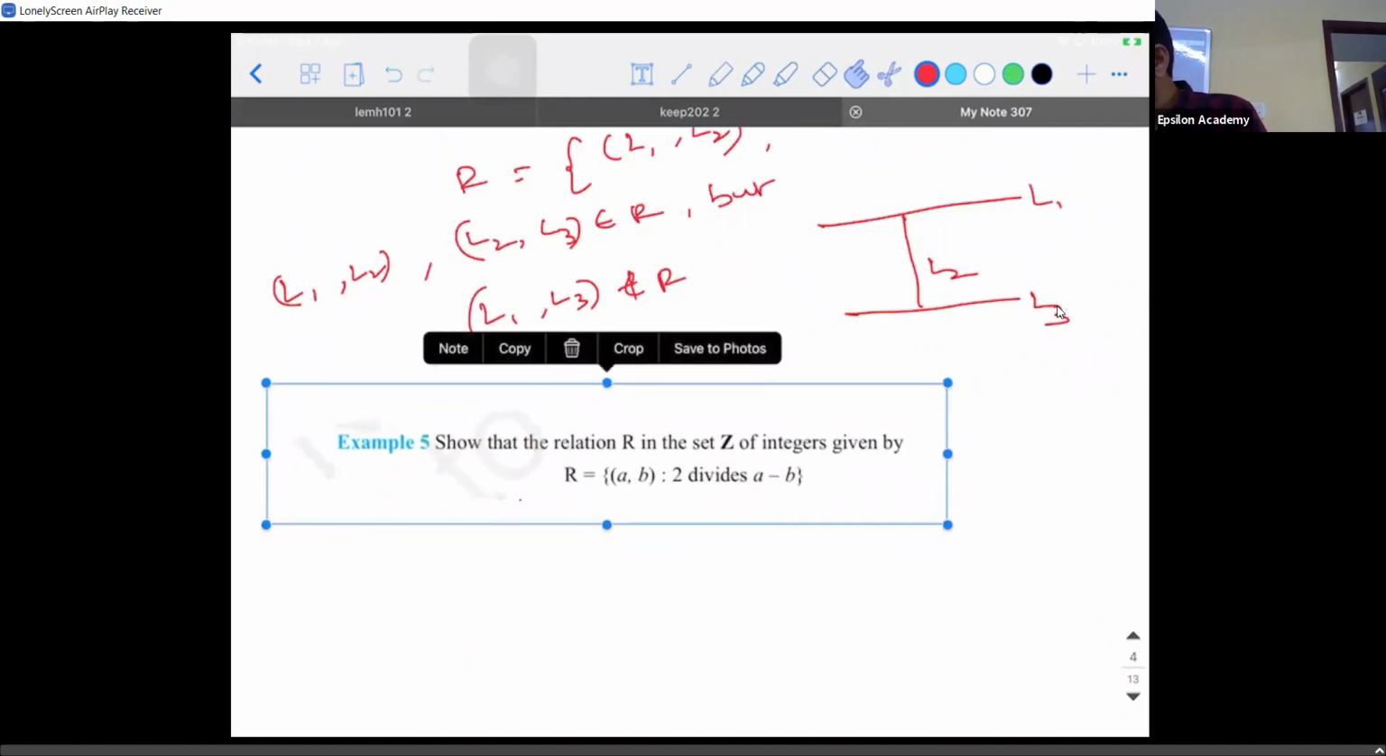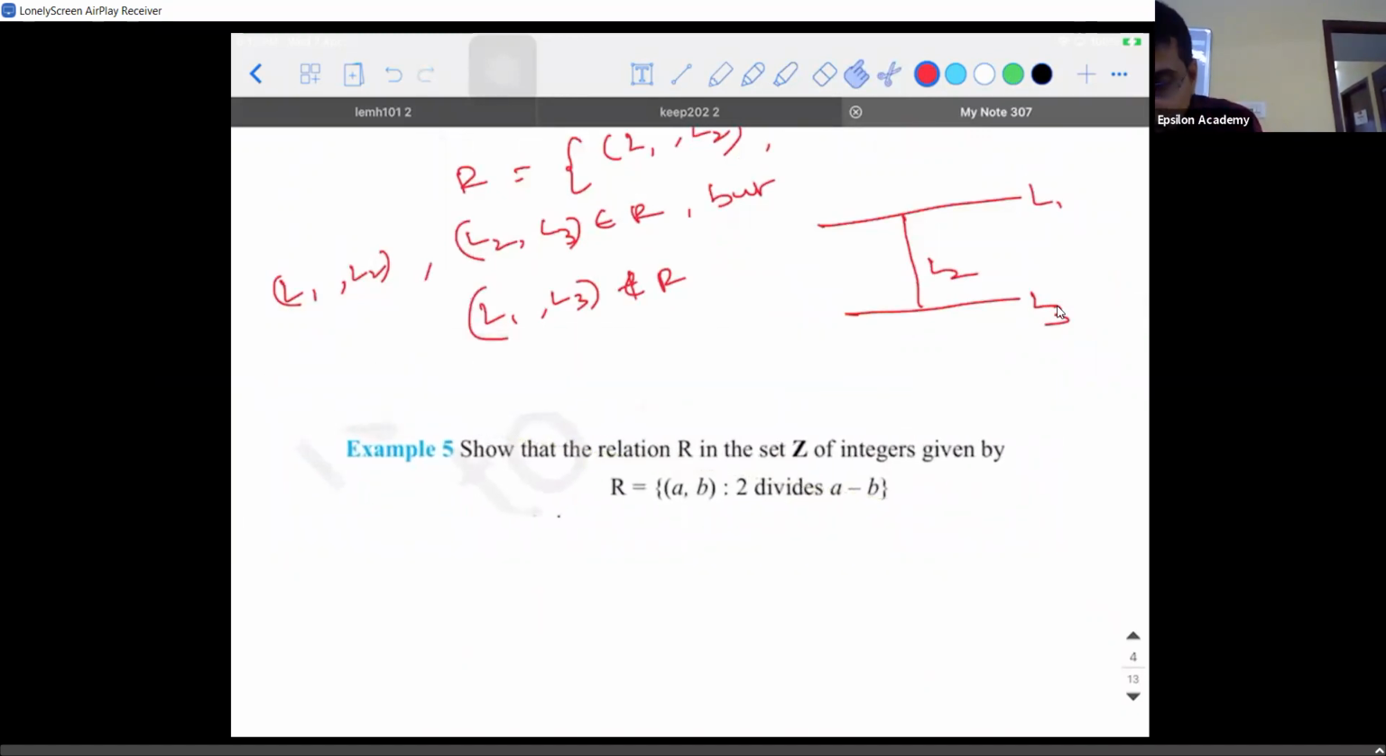Show that the relation R in set Z, the set of integers, given by R equals ordered pairs (A, B). What are the conditions they are supposed to satisfy? 2 divides A minus B.